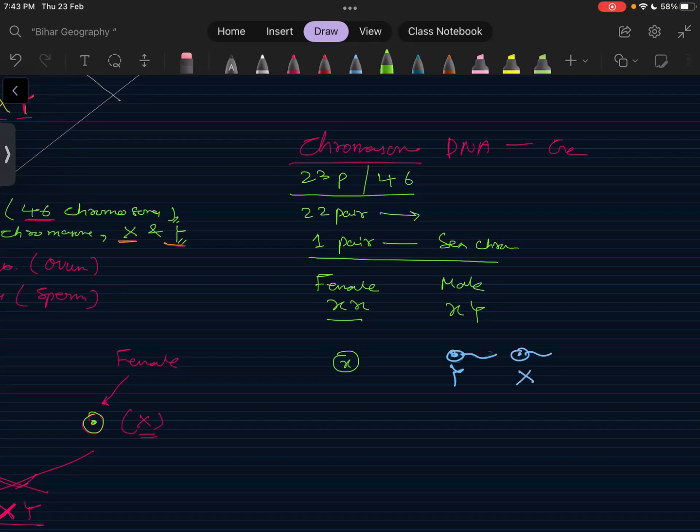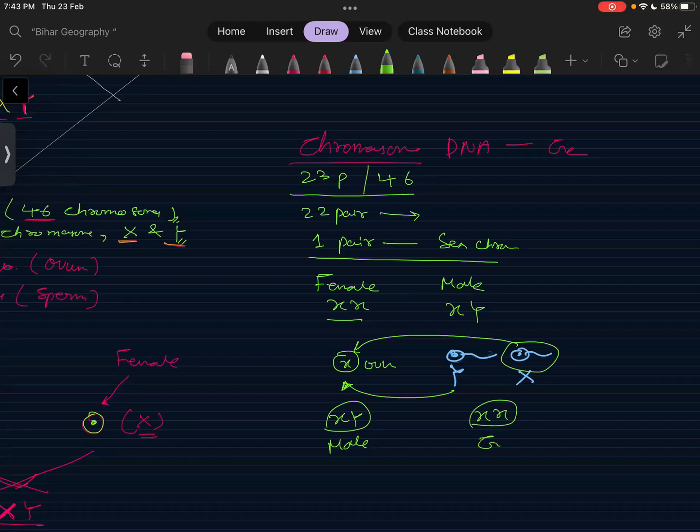If the sperm containing the Y chromosome fertilizes the ovum, then the combination will be XY. That is, the baby born will be a male. And if the sperm containing the X chromosome fertilizes the ovum, then the newborn will be a female, a girl. So these are the basic things we are aware of.